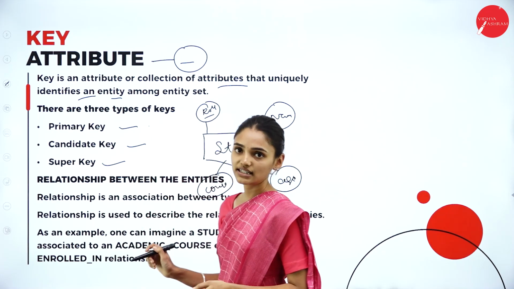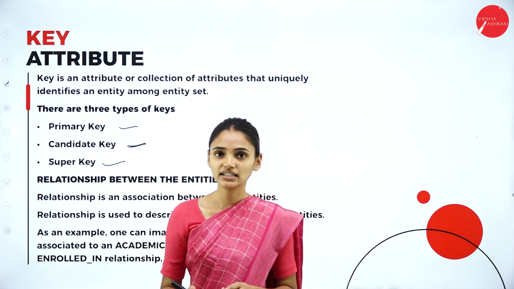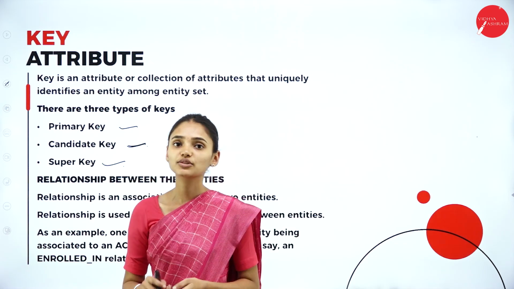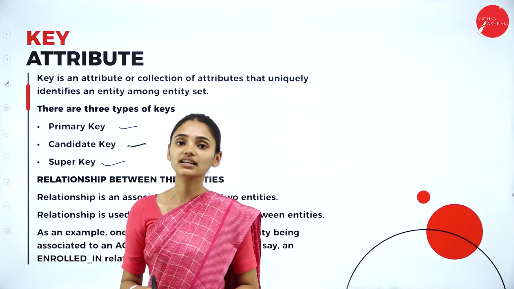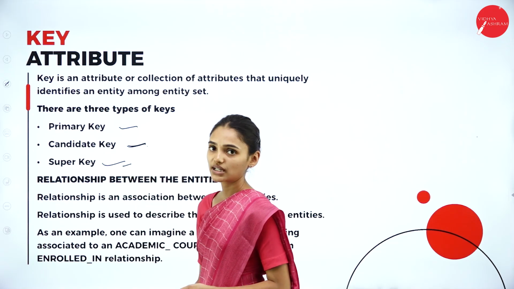Next we have candidate key. So the candidate key can have more than one candidate key except for the primary key. So that is a candidate key. Next is super key, the set of attributes that collectively identifies an entity set, that is a super key.